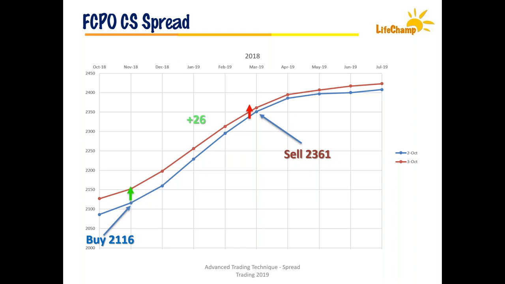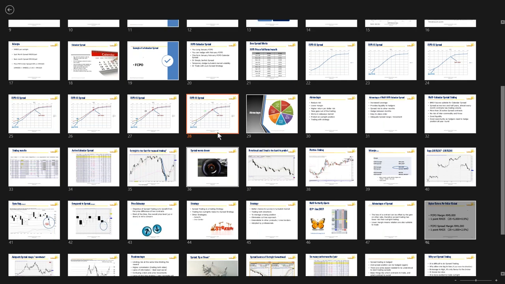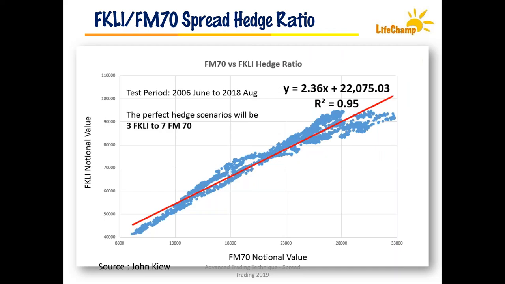Okay, thank you so much, CC. Now we have the next question on my screen. If the ratio for FKLI slash FM70, that means you compare FKLI and FM70, is 3 to 7, how is the margin being calculated?